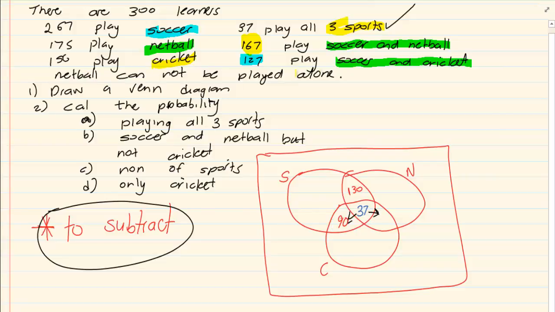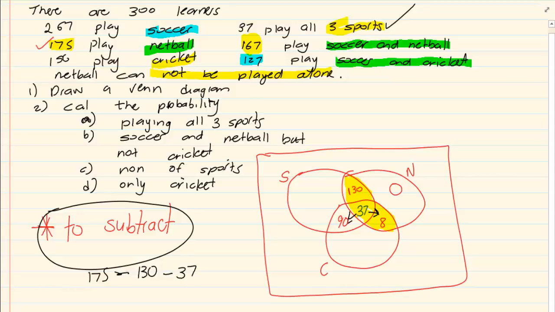Then they tell you netball cannot be played alone. That means netball has to be played with something. So this entire yellow would be the entire netball, which in total is 175. Now in total it's 175. So what does that mean? That means I have to take 175. I need to subtract the 130 that's already there. I need to subtract the 37 that's already there, which will give me 8. So in this block I have 8. I know that because they clearly said netball cannot be played alone, which means it has to be played with a group. Now you've got the netball. You've totally completed the netball.